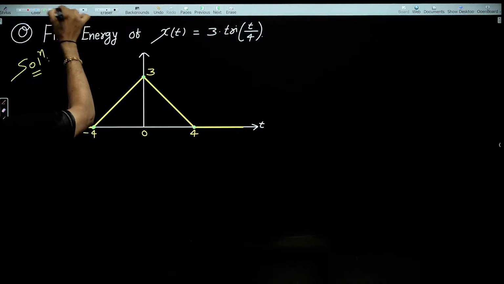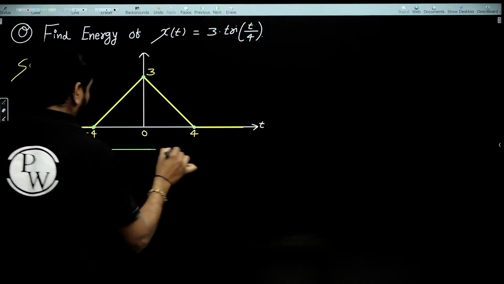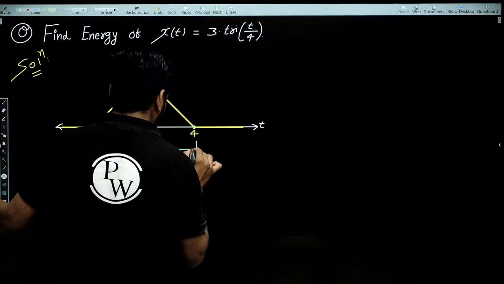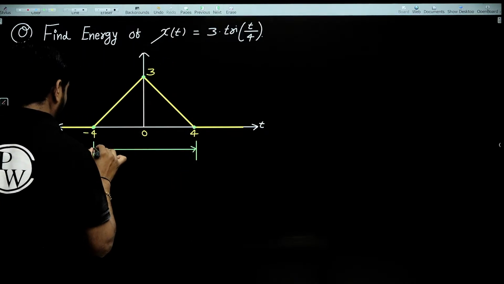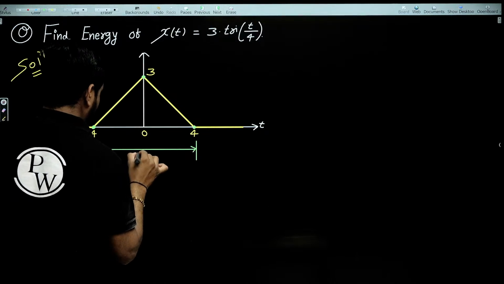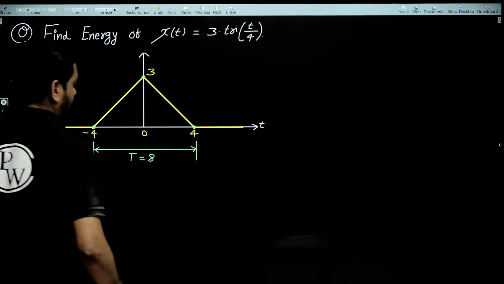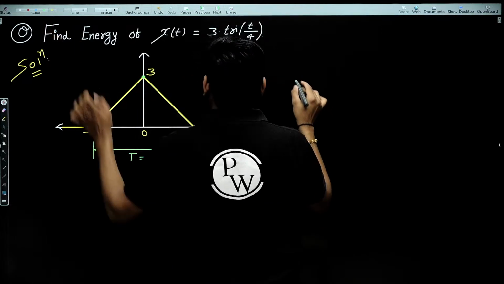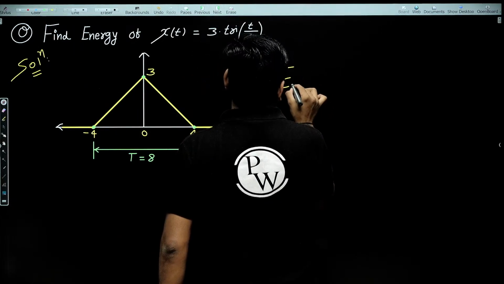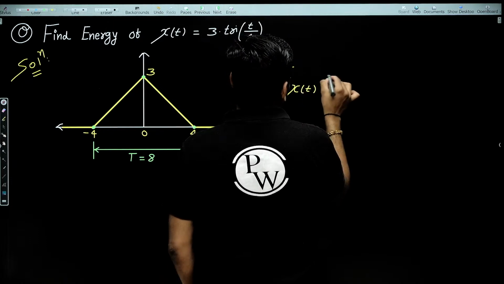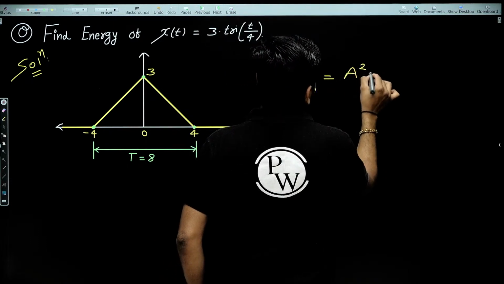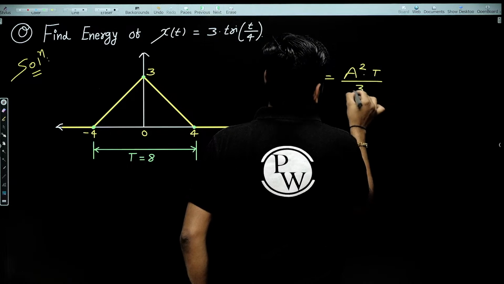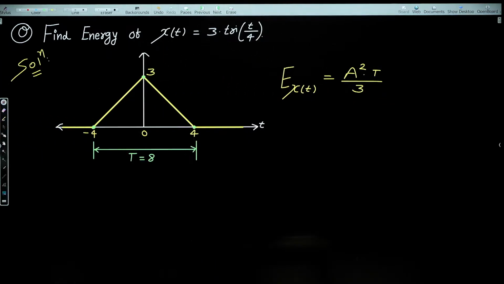Now what is the width of this given triangle? Width is 8. Energy of this triangle is given by A square T divided by 3. A square into T divided by 3. This is the peak amplitude.